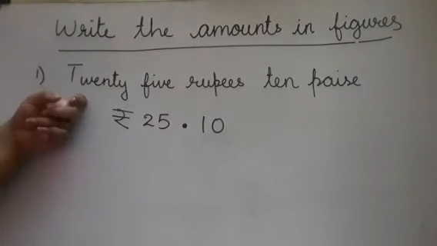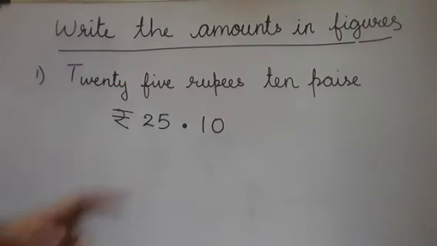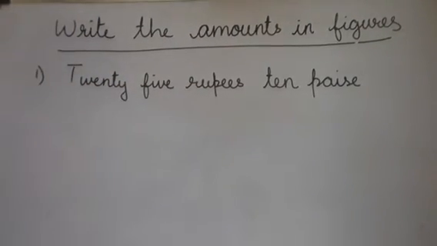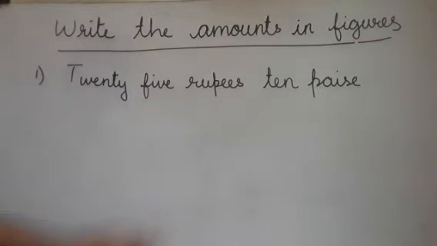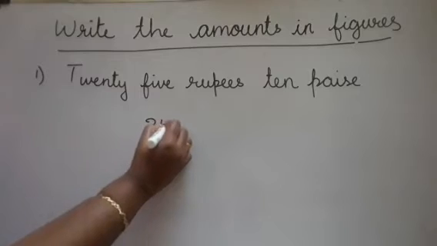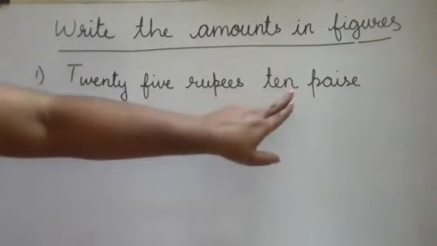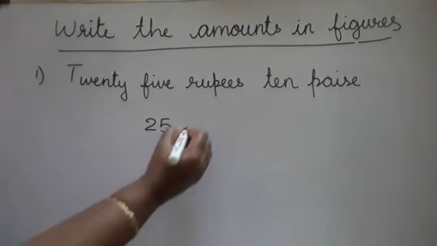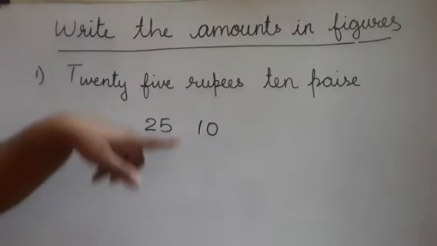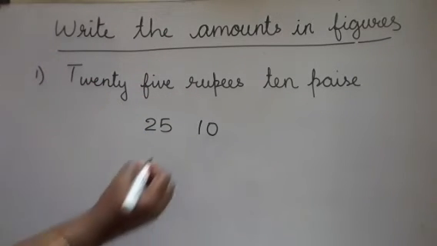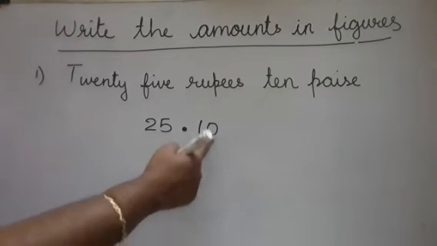Dear kids, listen carefully. The first question is 25 rupees and 10 paise. We can write the answer as: first is 25 rupees, so we wrote 25. Then, what is next? It is 10 paise, so we can write 10 here. We know that in terms of money, we can use a dot to separate the rupees and the paise.